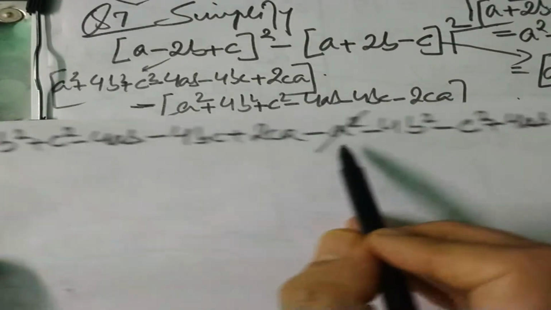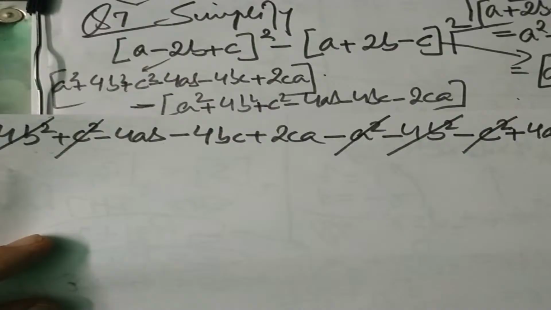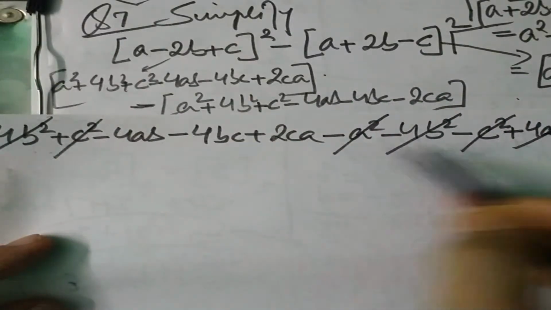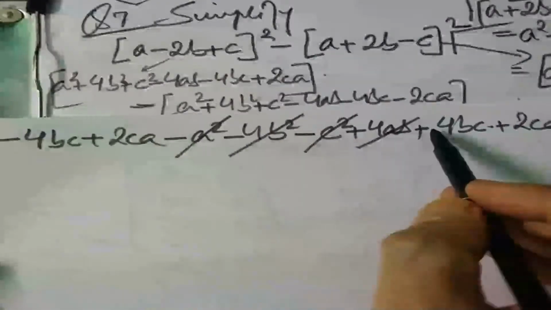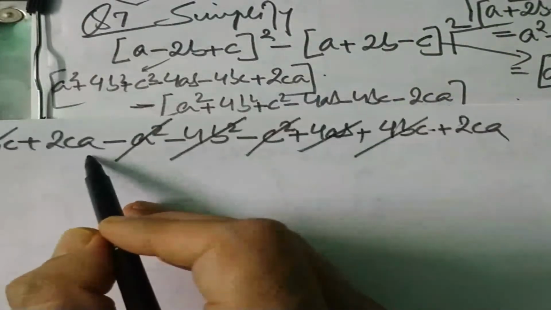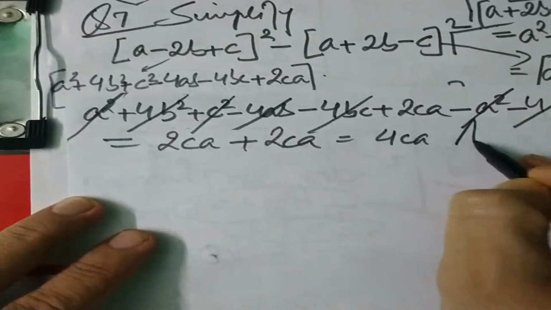4b square is plus and 4b square is minus, so they will subtract. Plus c square and minus c square, they will also become 0. Minus 4ab plus 4ab, they will also become 0. Minus 4bc and plus 4bc, they will become 0. This is plus 2ca, and here it is plus 2ca, so the answer is 2ca plus 2ca, answer is 4ca. So it is a lengthy question.